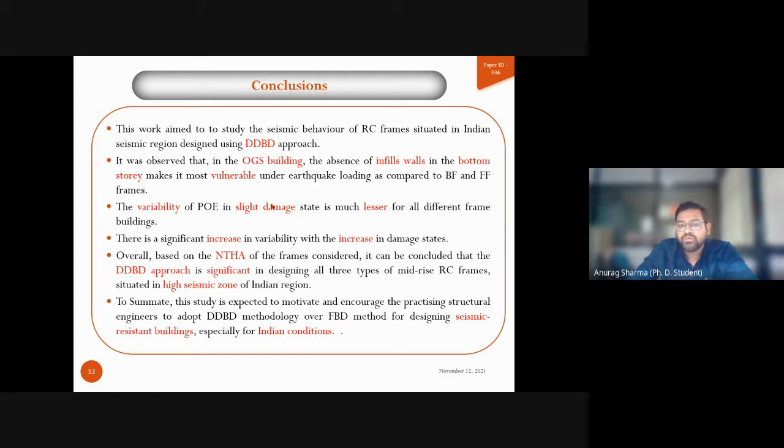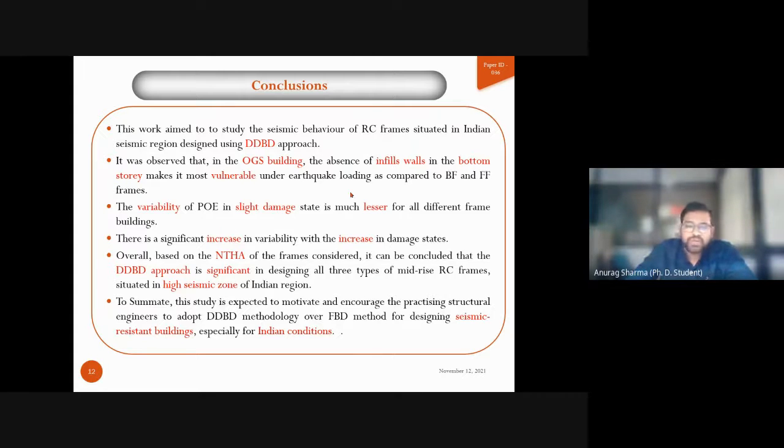The variability of probability of exceedance at slight damage is much lesser for all the different frame buildings. As we can see, there is a significant increase in the variability with the increase in damage state. So the main important thing we have got is that, based on the time history results, we can conclude that the DDBD approach is highly significant in designing all three types of mid-rise RC frames situated in high seismic zones of the Indian region.